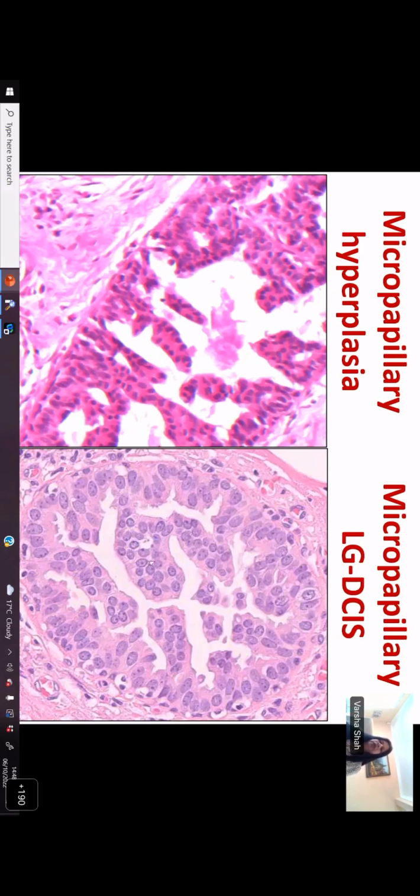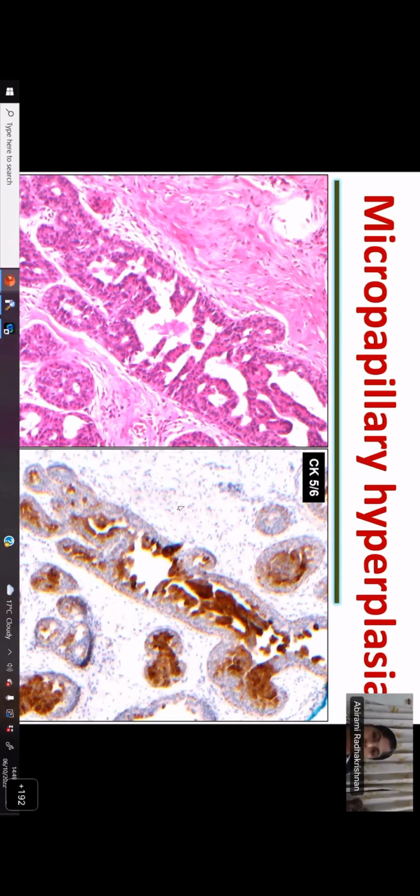And then obviously, if you look at the nuclei, they will be more evenly spaced out, just like low-grade DCIS. There may be prominent nucleoli, while here there will be more overlapping. And if you see the bars or the bridges, they will be tapering type, while rather here they would be rigid bars. So that's the difference between micropapillary hyperplasia and micropapillary low-grade DCIS. And because it is hyperplasia, if you do high molecular weight cytokeratin, you will get patchy staining for cytokeratin 5/6, while in DCIS, it will be negative.